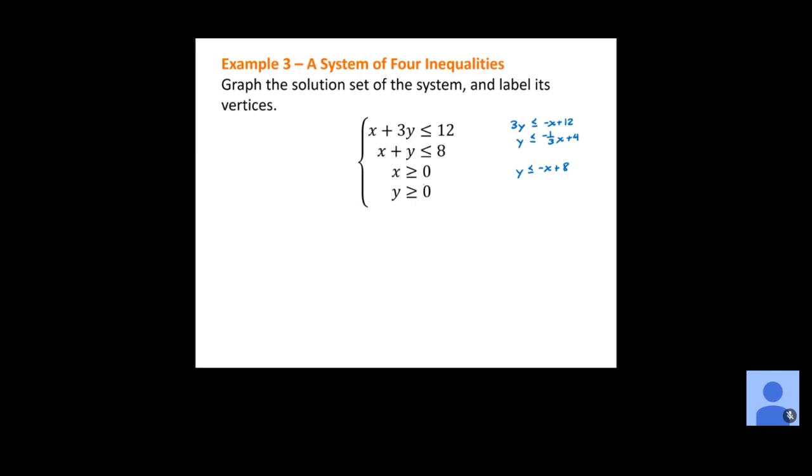And then the other 2, x greater than or equal to 0, we can graph that. And y greater than or equal to 0, we can graph that also. All right, so again, we're just going to graph all of these together first on the same graph. So we'll start with the first one.